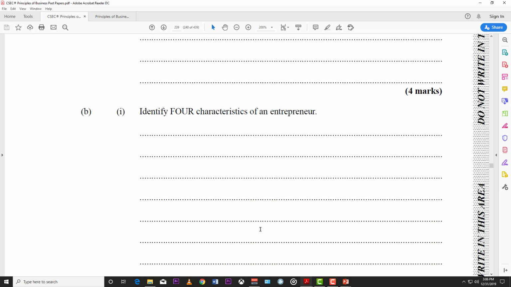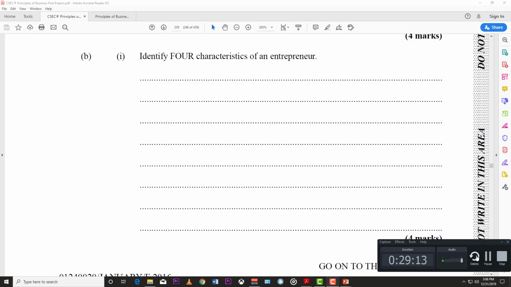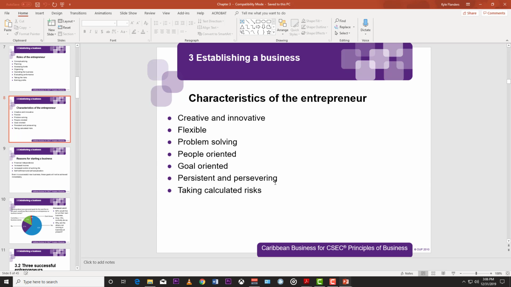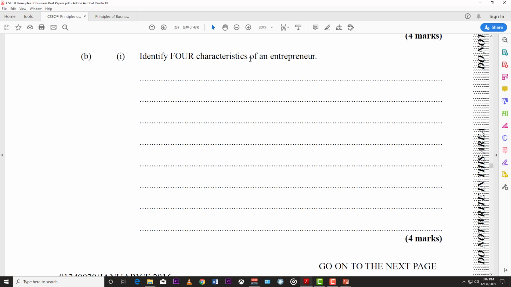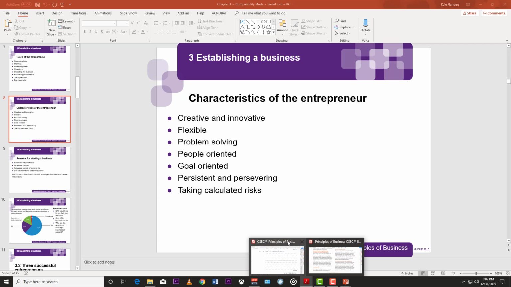All right, B. Identify 4 characteristics of an entrepreneur. And here we have a bunch of characteristics of the entrepreneur. 1, creative and innovative. 2, flexible. 3, problem solving. 4, people oriented. 5, goal oriented. 6, persistent and persevering. And 7, taking calculated risks. So those are characteristics of the entrepreneur. And we're not going to go in depth because they just say identify. So you just have to list 1, 2, 3, 4 and you're good to go. So the 4 again, more than 4: creative and innovative, flexible, problem solving, people oriented, goal oriented, persistent and persevering, and they are calculated risk takers. So that's it for that one.